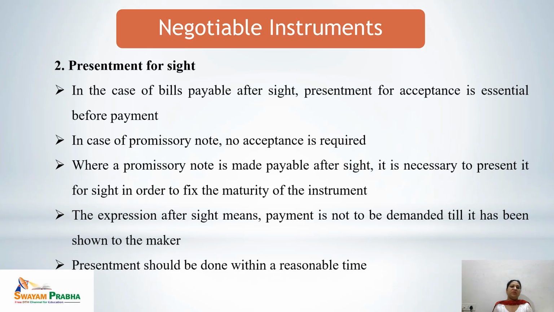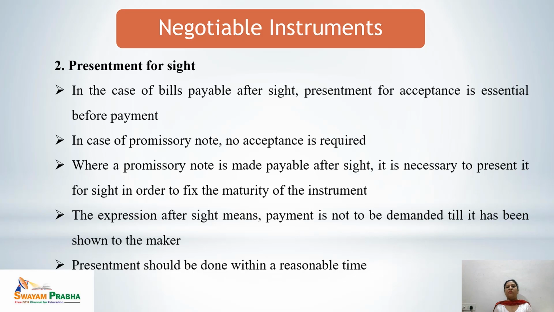The second type is presentment for sight, meaning the bill is being presented for sight. In case of bills payable after sight, presentment for acceptance is essential before payment. As we have already read, if there is a bill payable after sight, the presentment for acceptance step is essential. In case of a promissory note, no acceptance is required. In case of checks, no acceptance is required. This is only required in case of bill of exchange.